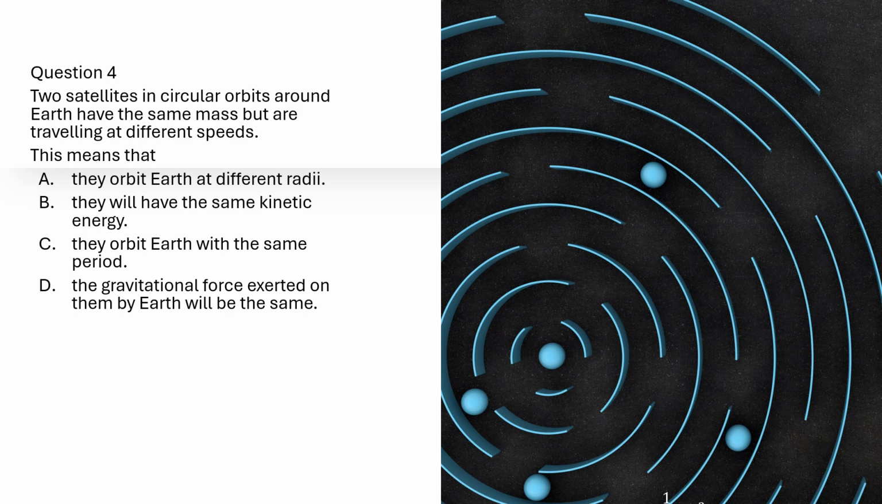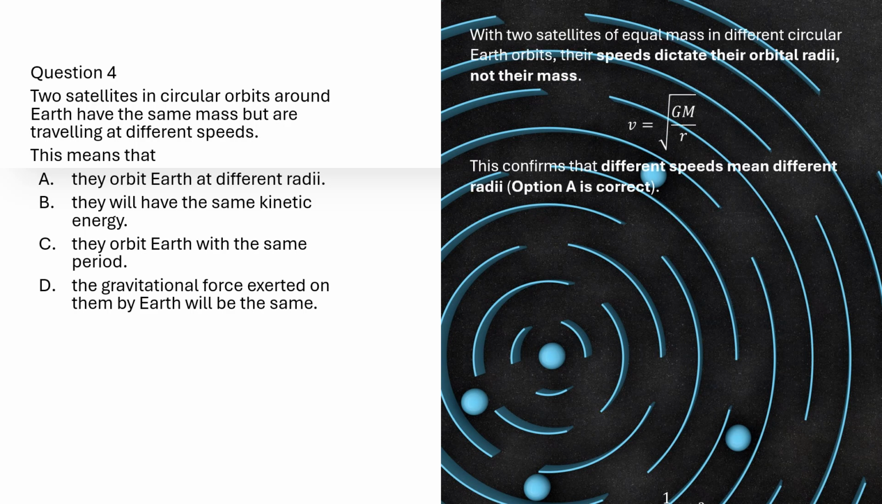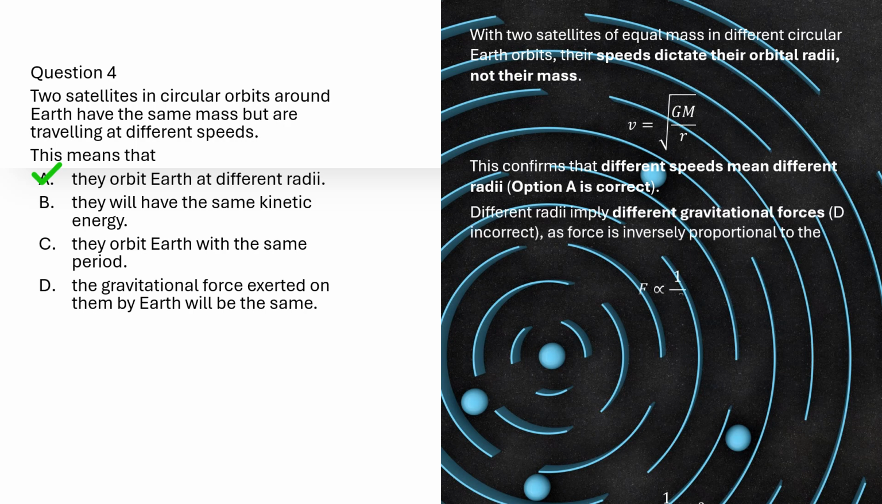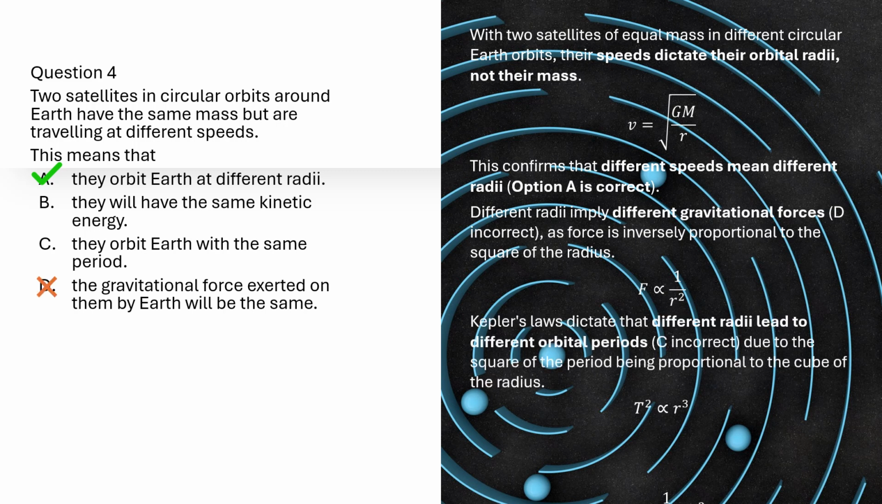With two satellites of equal mass in different circular Earth orbits, their speeds dictate their orbital radii, not their mass. This confirms that different speeds mean different radii. Option A is correct. Different radii imply different gravitational forces. D is incorrect, as force is inversely proportional to the square of the radius.